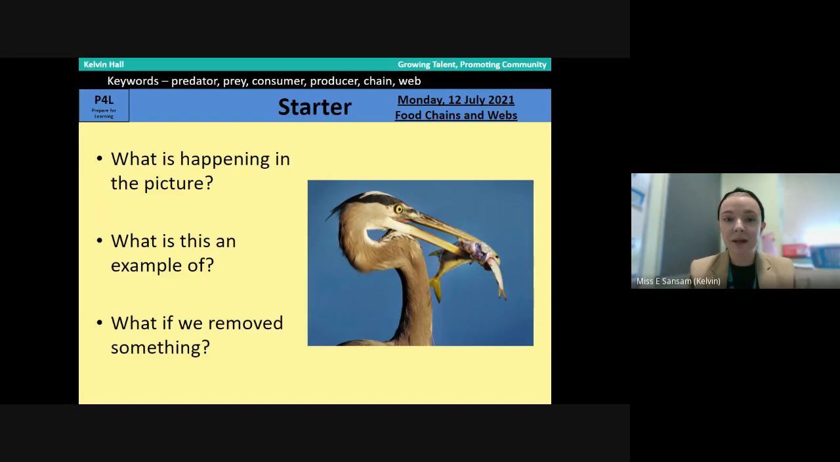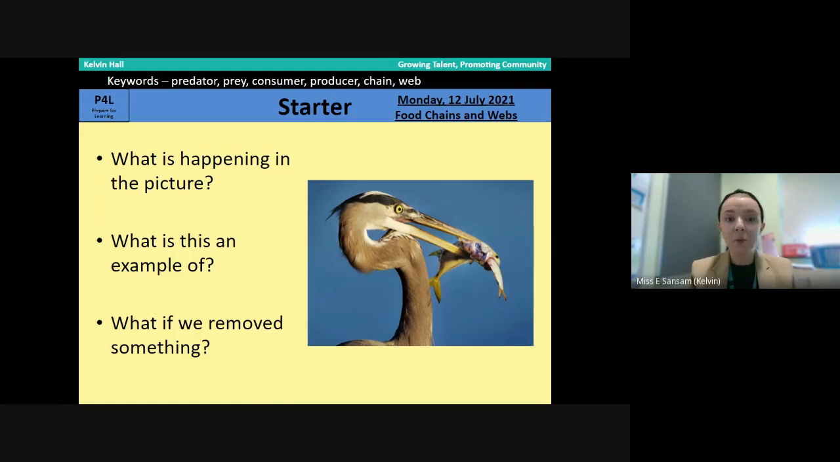But to start with, can you please write the date and title onto the lined paper and have a go at the starter for me? So hopefully you'll be able to see the picture that is on the screen. It's got some different animals on there. And there are 3 questions I would like you to have a go at answering.